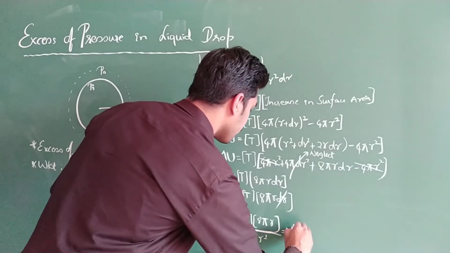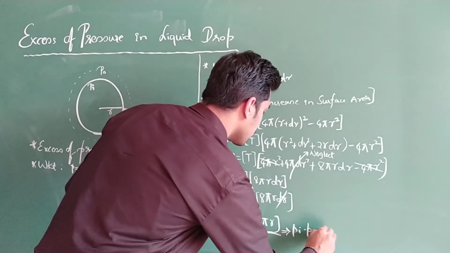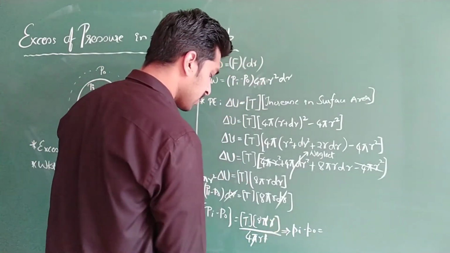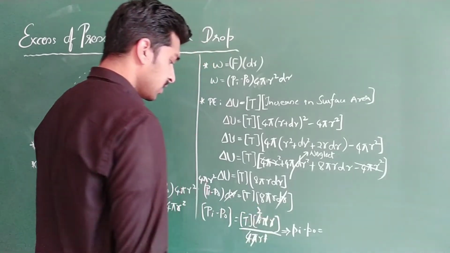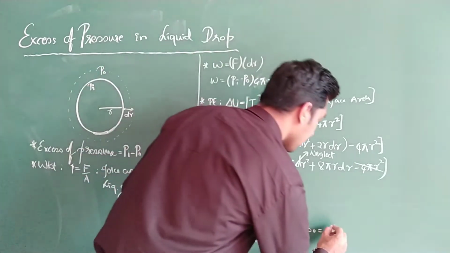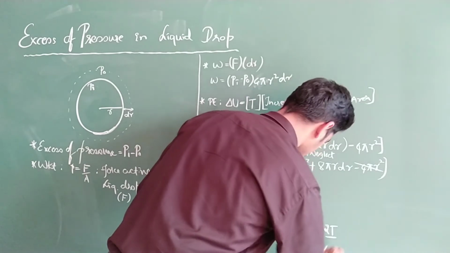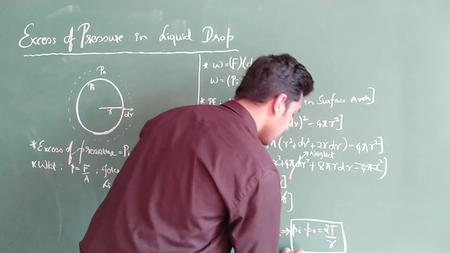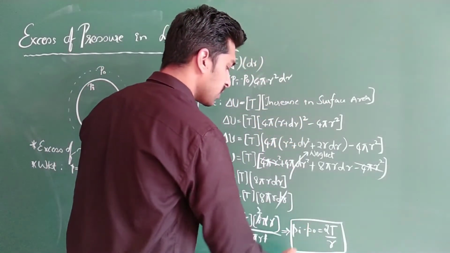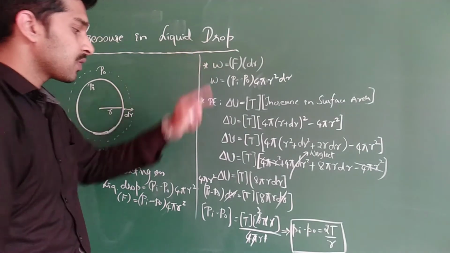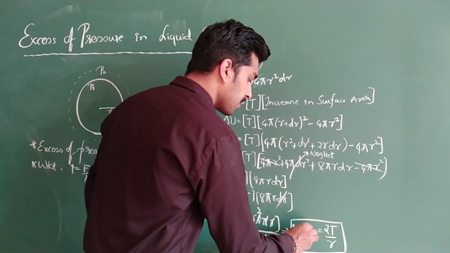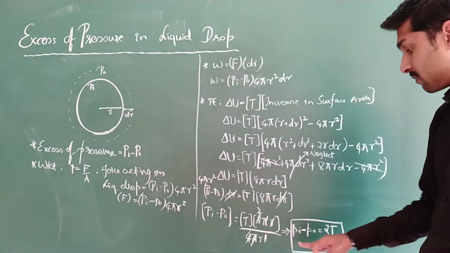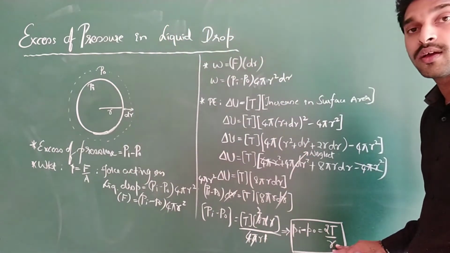So finally, Pi minus P naught is equal to: pi will cancel, r will cancel, 4 into 2 is 8, so 2T by r. So this is nothing but the excess of pressure inside a liquid drop. Pi minus P naught is equal to 2T divided by r. Are you able to say this? Pi minus P naught is equal to 2T divided by r.